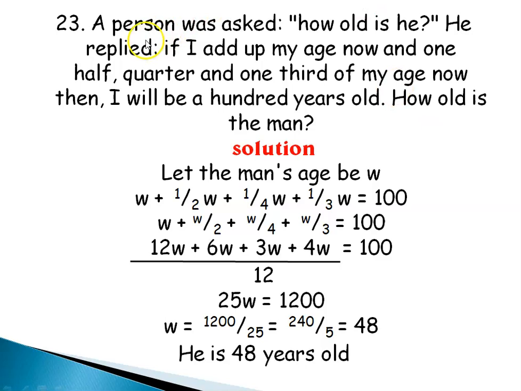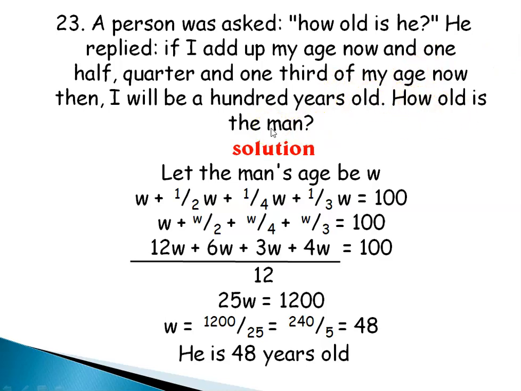Question 23. The person was asked, how old is he? He replied, if I add up my age now, and 1/2, 1/4, and 1/3 of my age now, then I'll be 100 years old. How old is the man?